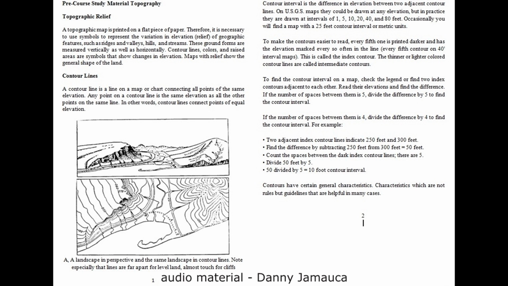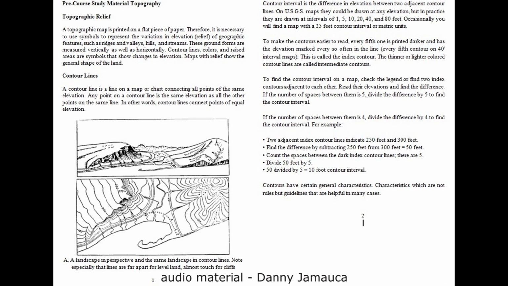To make the contours easier to read, every fifth one is printed darker and has the elevation marked every so often in the line. This is called the index contour. The thinner or lighter colored contour lines are called intermediate contours. To find the contour interval on a map, check the legend or find two index contours adjacent to each other. Read their elevations and find the difference.